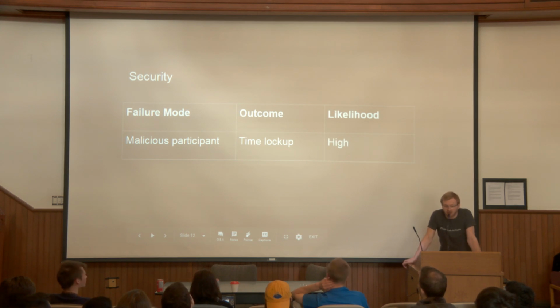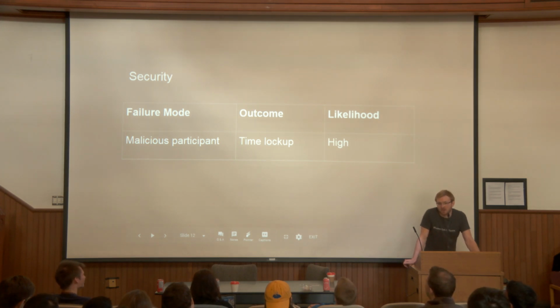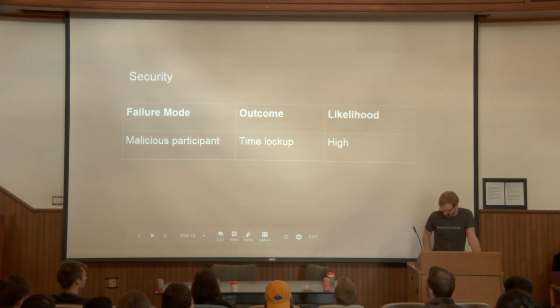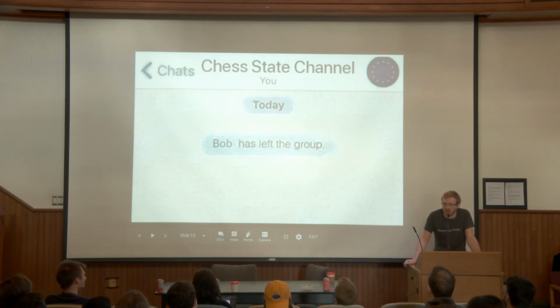Okay, let's talk about security. So the most obvious failure mode for a state channel is your counterparty being malicious, a malicious participant. And the outcome of this is going to be that your money is locked up for a dispute period. And the likelihood of this seems high. Again, these are all systems that are evolving, and we'll see what happens in practice. But especially when we're talking about something like chess, if you blunder your queen on game 5, you're probably just going to rage quit and go buy groceries or something. And so it definitely seems like the case that we'll see state channel systems where people are going offline pretty often.